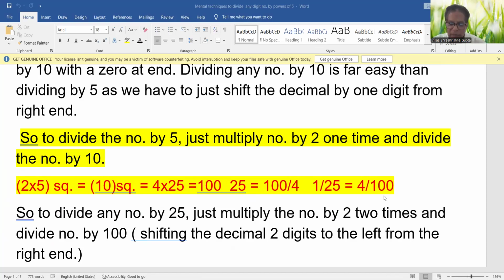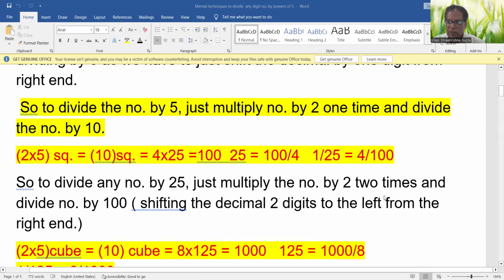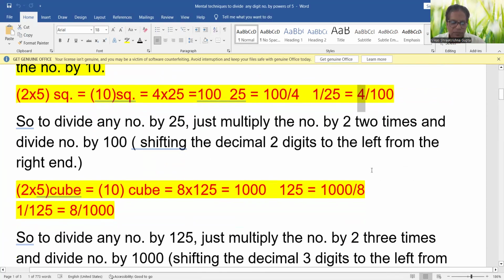It means I have to multiply the number by 4 and divide the number by 100. Now division by 100 is very easy. As I told you, you just have to shift the decimal two places to the left. Multiplication by 4 means you have to multiply the number by 2 two times, and I will show you how to multiply.